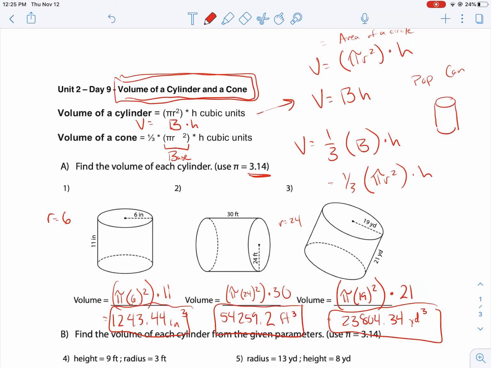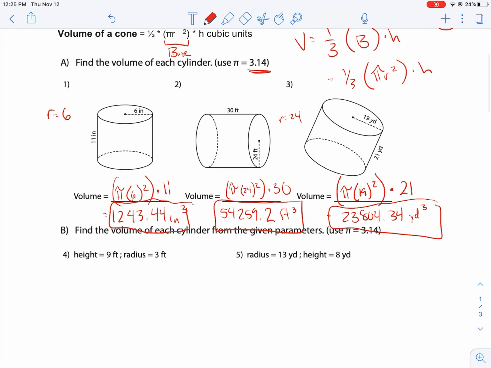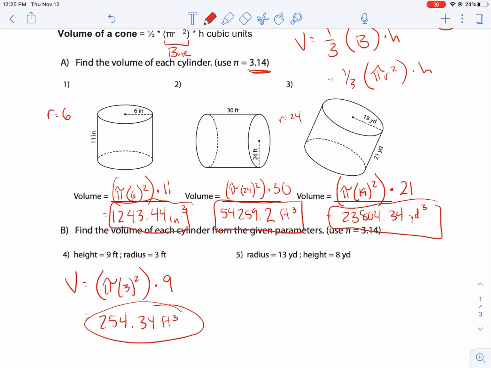So that's when they give you a picture. Sometimes they don't give you a picture. Sometimes they give you a problem like this, which just gives you the height and the radius. That's fine. That's all we need. So volume is equal to pi times 3 squared times our height, which is 9. 3 squared times 3.14 times 9, and you get 254.34 feet cubed.